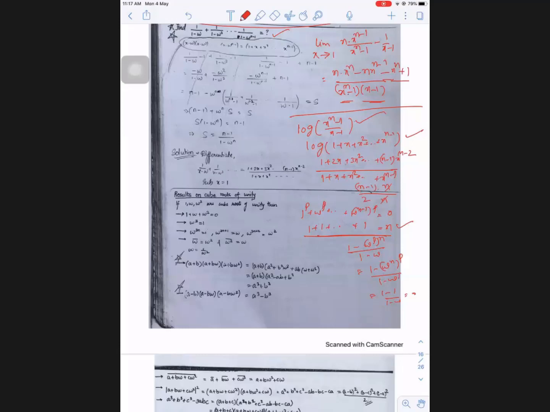A by 1 minus r. Okay, r is omega power p. A into 1 minus r power n by 1 minus r. So in that formula, the denominator is 1 minus omega power p.